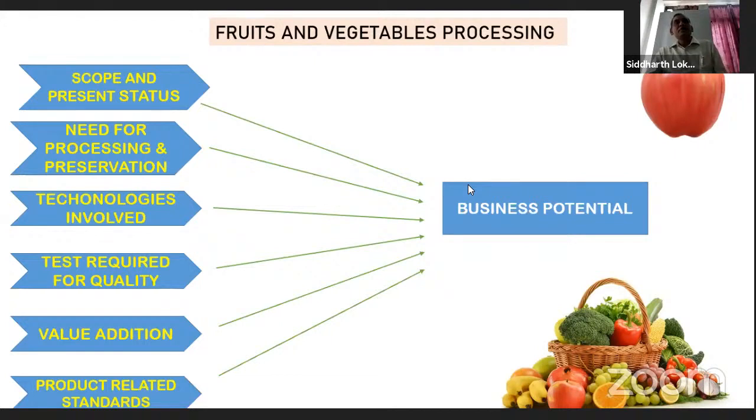Tests required for quality, then again you can see quality is a very big issue actually. Our motto is focusing on academics and industry, so that's why the requirements of quality are huge in the industry in the present scenario. And already you have gone through several sessions about quality, so you are well known or familiar with the requirement of quality tests for fruit and vegetable.